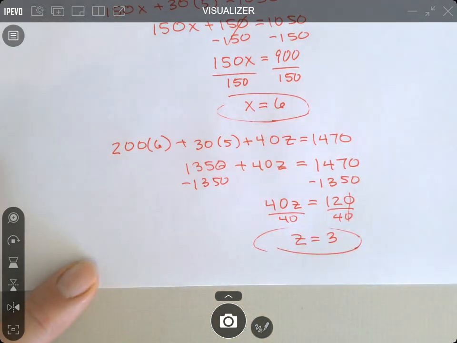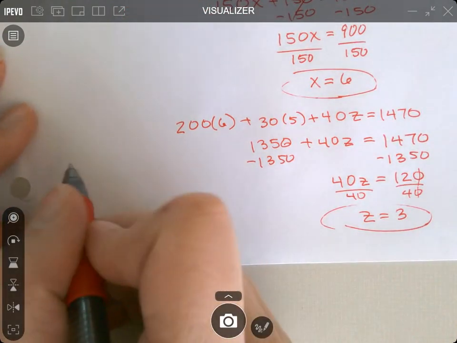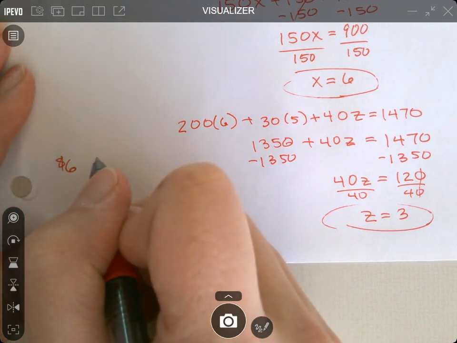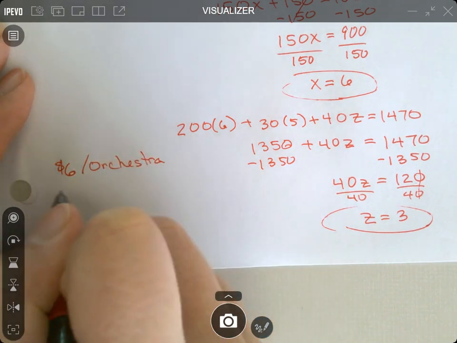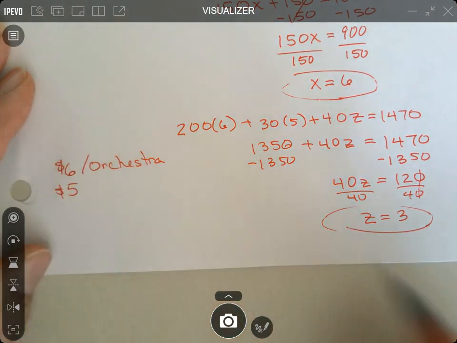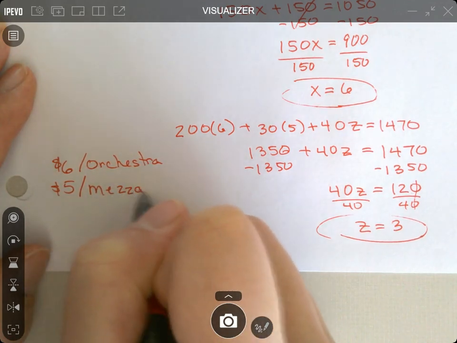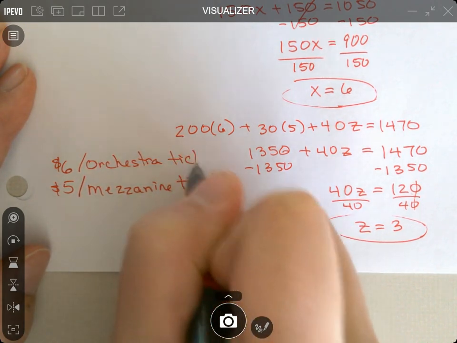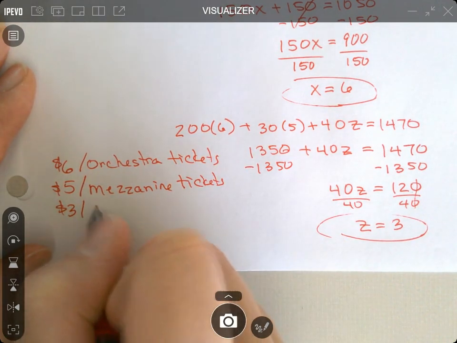3. Okay, you can't just write this as ordered pairs because these have meanings. So what did the x represent? So what about the orchestra? $6? Yep, $6 per orchestra ticket. And what did the y represent? Money, so $5 for what? Mezzanine. I guess I should put tickets on here. Let's be official. And last, we found out that it was $3 for the balcony tickets.